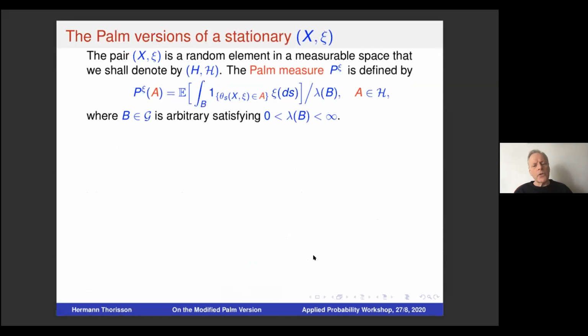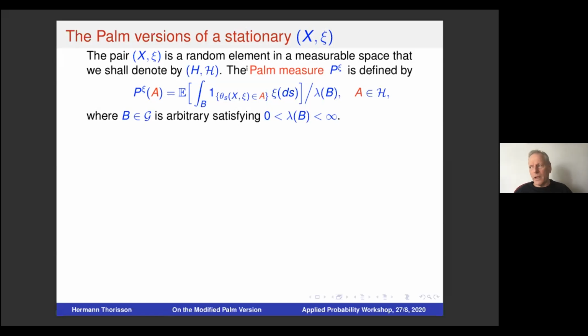The palm versions of a stationary pair. This pair is a random element in some measurable space. I will denote it by H, for Hermann. I just picked some letter I'm not using. And then something called the palm measure.